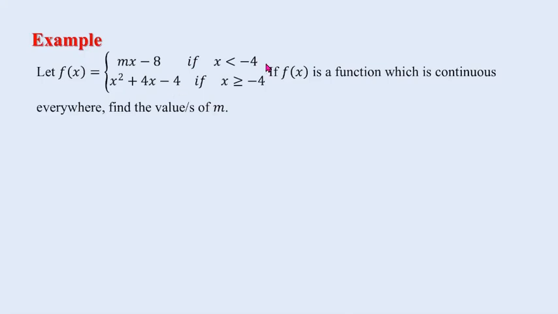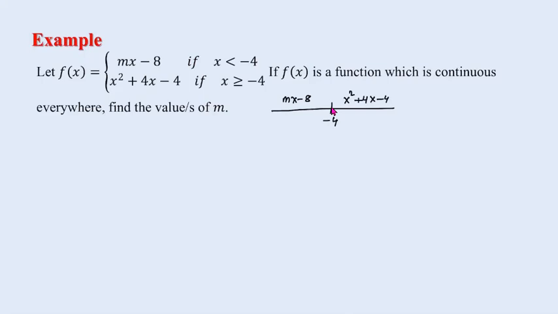So the only problem we may have is at -4, because you can clearly see at -4 this is what is going on here. For the values less than -4, the function is mx minus 8. This side, the function is mx minus 8. And on the other side, when it is -4 or more, the value of the function is defined as x squared plus 4x minus 4. So now for the function to be continuous, the values of these two functions should be the same at -4.